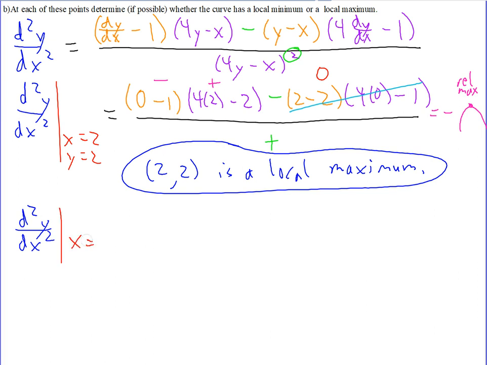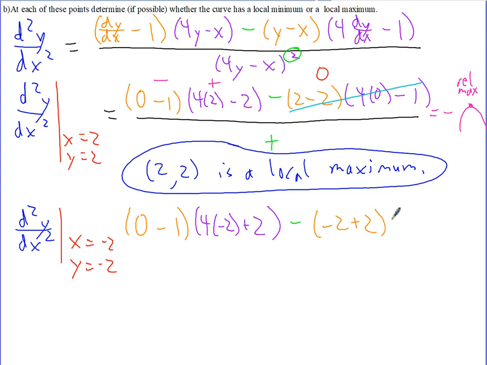Specifically when x is negative 2 and y is negative 2. And again, this point, just like (2, 2), makes the first derivative 0, so that will be 0 minus 1. This time we're going to substitute in negative 2 for y and negative 2 for x, which makes this positive 2, minus negative 2 minus negative 2, which makes it plus 2 again. And again, it makes the first derivative 0, so 4 times 0 minus 1. All divided by the denominator, which is always squared, so that's always positive. Don't have to worry about that.